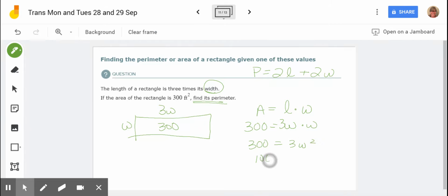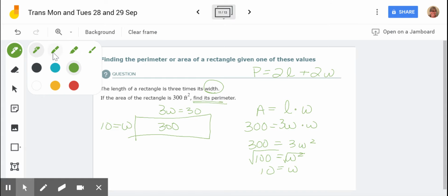Wow, I'm surprised they're making you guys do square roots, but hey. Okay, to find W now from W squared, you take the square root of both sides, and W equals 10. Well, if W equals 10, the length equals 30. So what is the perimeter?